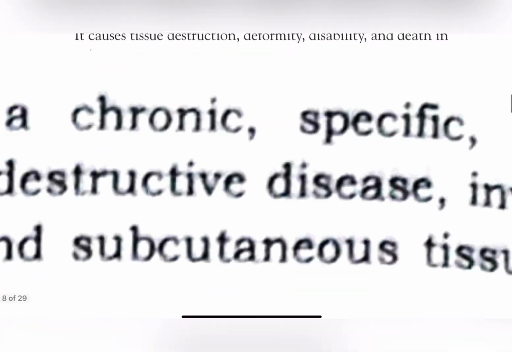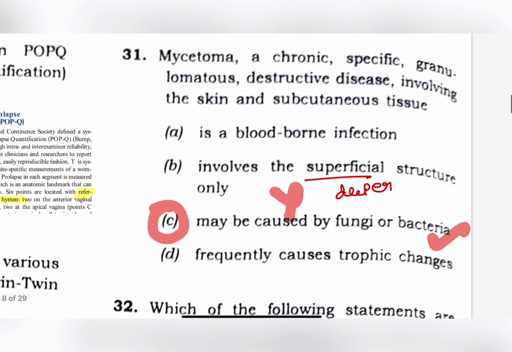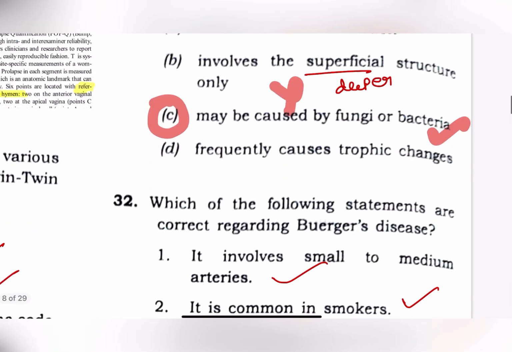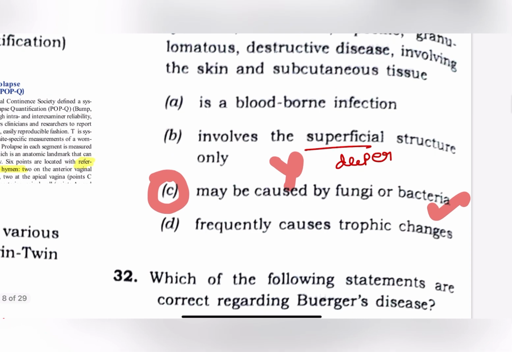then actinomycetoma. What are the statements? We have to find out the true statement in this. So it is bloodborne infection, that's wrong. Involves the superficial, no. Involves the deeper. So the answer for this is it may be caused by fungi or bacteria.